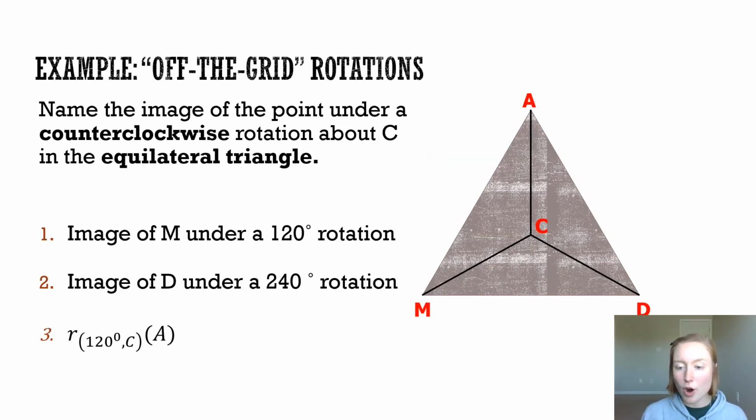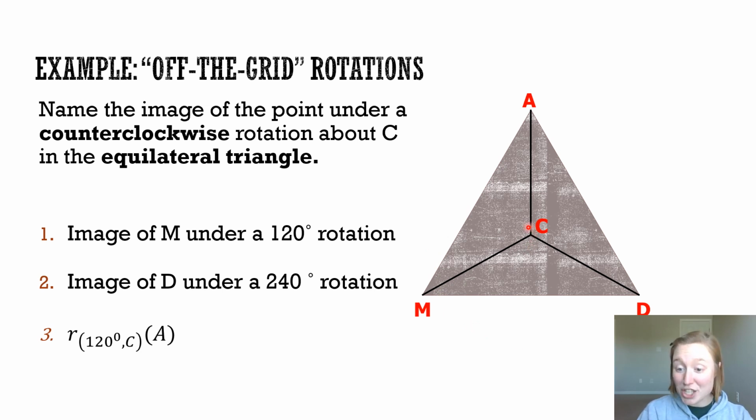So here are some of our off the grid rotations, which means that we are not using a coordinate XY graph or axis. We're just looking at some points on a piece of paper or on the screen. It asks us to name the image of the point under a counterclockwise rotation about C. So that means that we are going to the left, right? In the opposite direction that a clock would go.